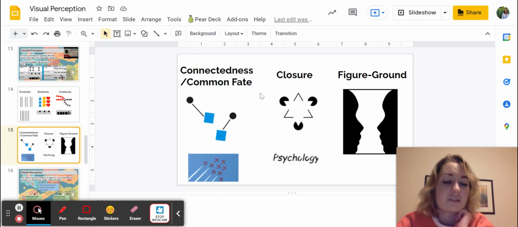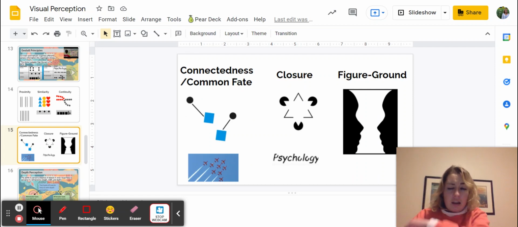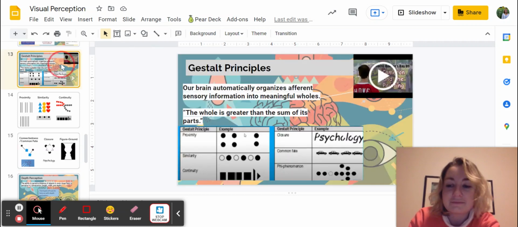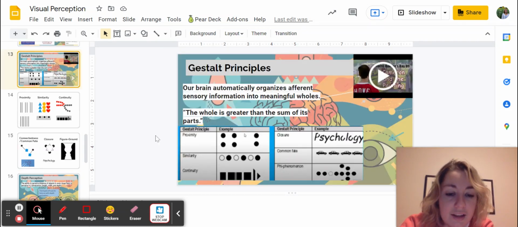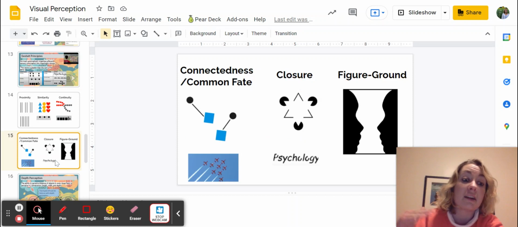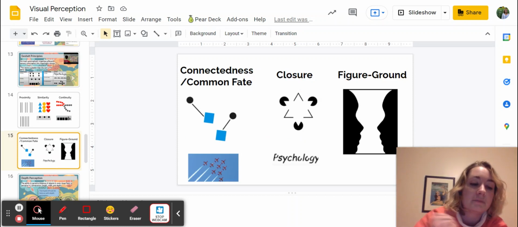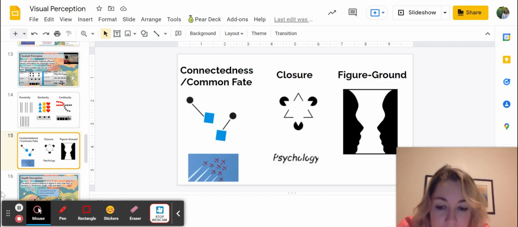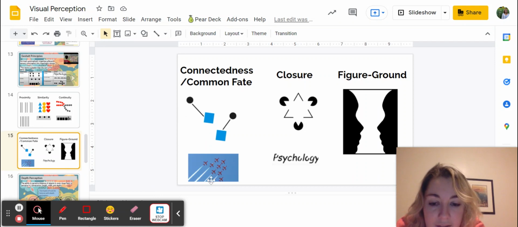Then we've got closure. Oh, wait, I'm going to sneeze. Okay. This is another example of common fate, right? We kind of see these all as going in the same direction, even though they're not. Right? We all see them as having a common fate, a common path they're taking. Same thing here, right? We all group these as going the same way.